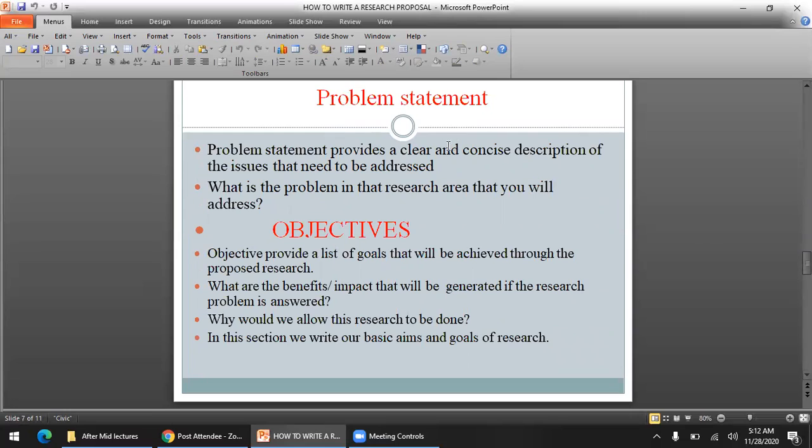A problem statement provides a clear and concise description of the issue that needs to be addressed. So, what is the problem in that research area that you will address? Okay. Objectives. Objectives provide a list of goals that will be achieved through the proposed research. What are the benefits and impact that will be generated if the research problem is answered? Why would we allow this research to be done?